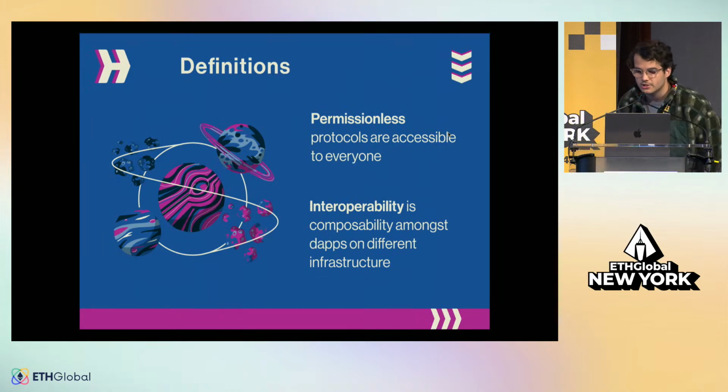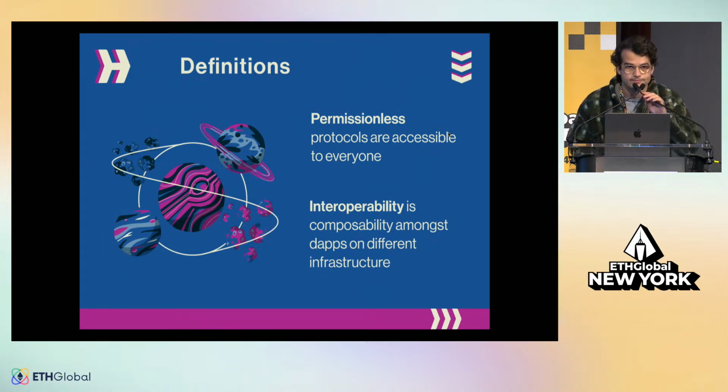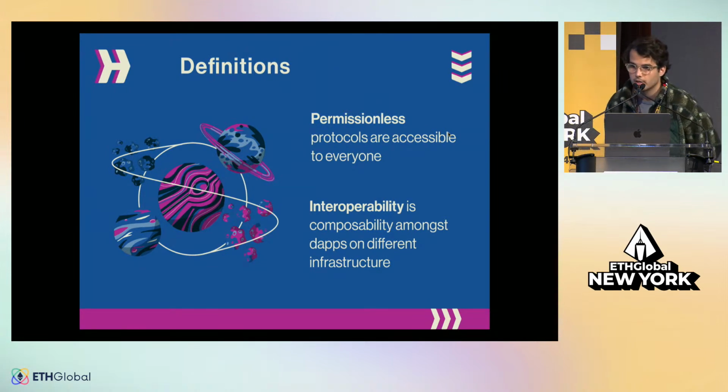So first, I'll start with some definitions. Permissionless, I think a lot of people talk about. To me, permissionless means a protocol is accessible to everyone. There's no censorship. There's no ability for someone within the protocol or some operator to discriminate against some developer, some actor, some user. And interoperability, to me, is composability amongst dApps that exist on different infrastructure layers.